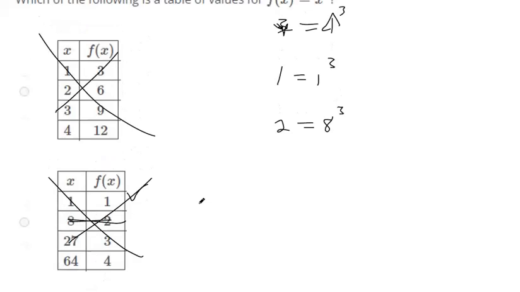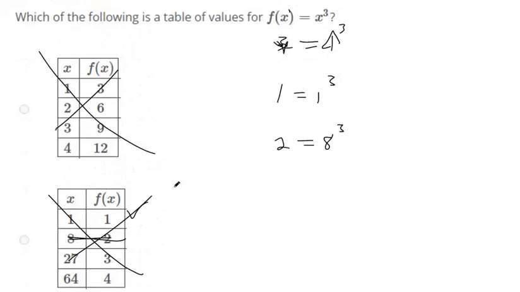If you plug in 3, 3 to the third is 27, so that checks out for all 4 of those. Okay, so that's really all you have to do. Plug in the value for x, see what it spits out for y, and make sure it matches up with what you see in the table.